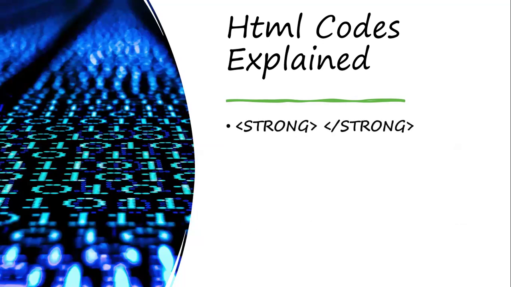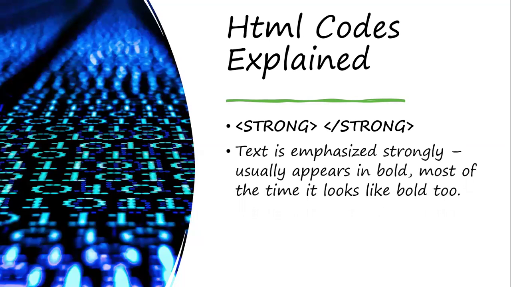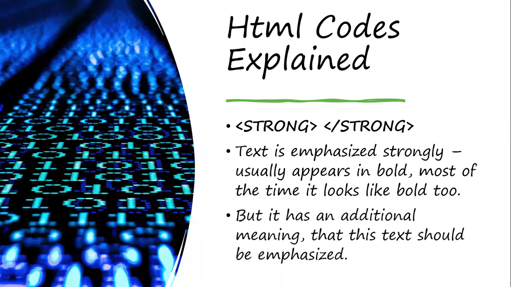The other HTML tag explained is the open and close strong. This is the other one you see in this session. The text is emphasized strongly, and usually appears in bold most of the time. It looks like bold too. We saw when we were using the bold HTML tag in the first video within the activity. So this strong tag is there to create emphasis on your text specifically. It bolds that text to emphasize it strongly within your text, but it also has an additional meaning that this text should be emphasized. So this is the use of the strong HTML tag.